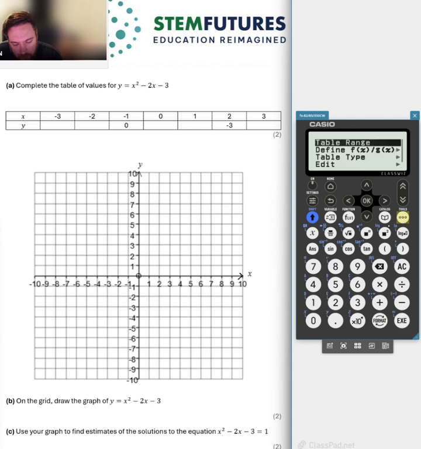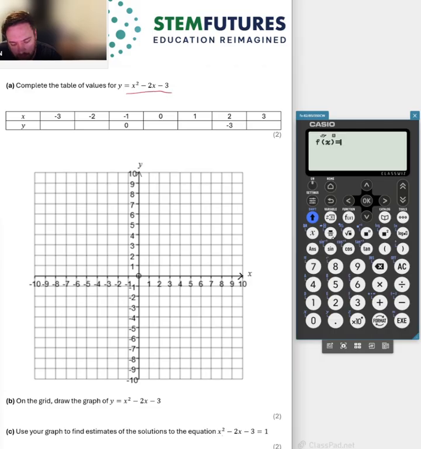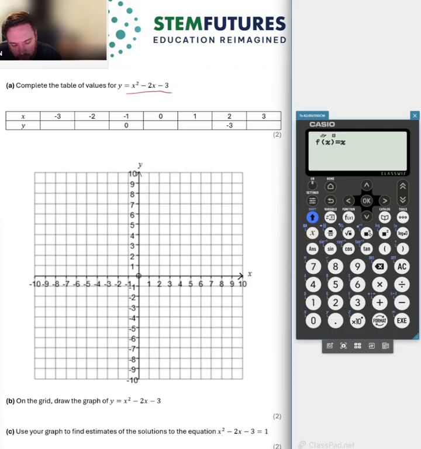So we're going to define f of x. Start there, click there, again f of x. Now this calculator is great. It has an x button already when we want to put in this formula, this equation. So x squared minus 2x take 3. That's exactly what we've got up there. Execute, and then it fills in the corresponding f of x value, which is our y value.